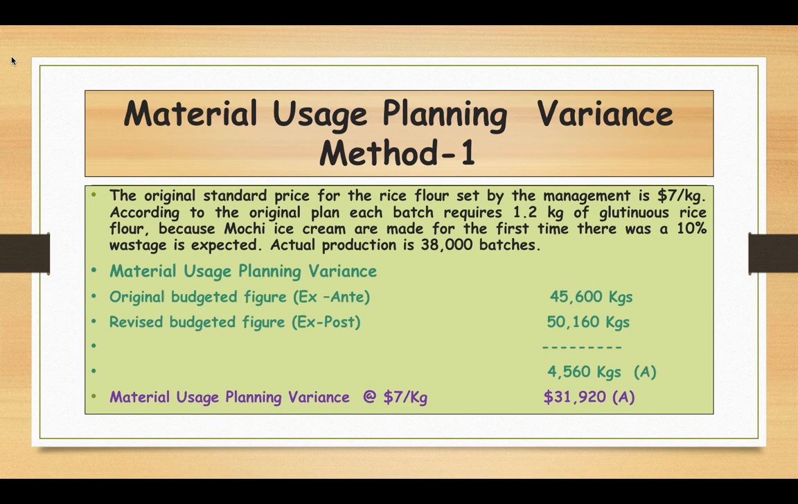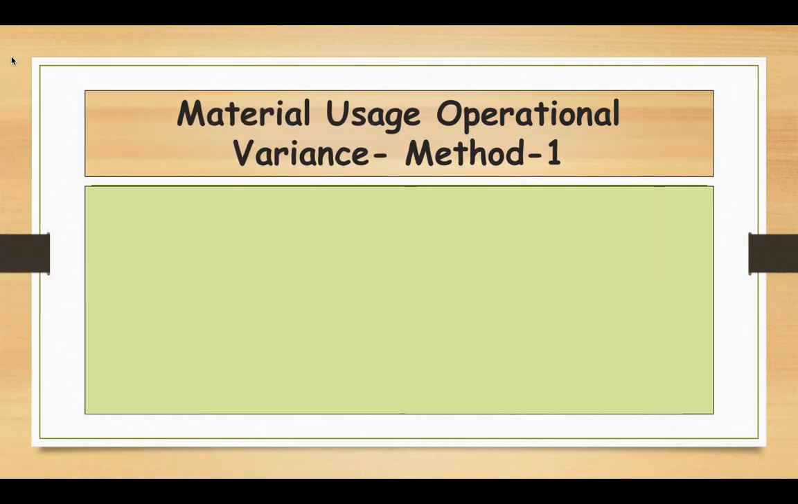Now, as usual, we need to convert that into money value. When you convert that into money value, you have to note we need to use the $7 per kilogram, because originally management planned to pay $7 per kilogram. So they are interested in that $7 per kilogram. So 4,560 kgs times $7 per kilogram, you get $31,920 adverse. So this is our material usage planning variance using method 1.